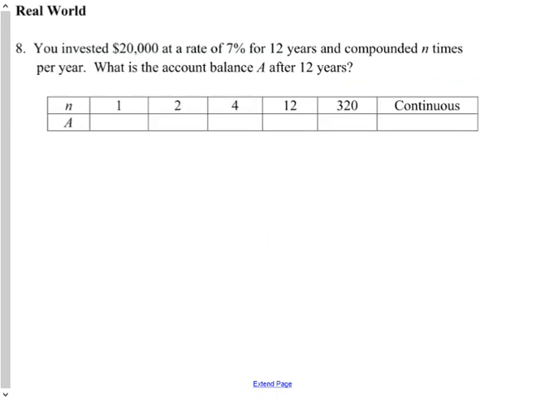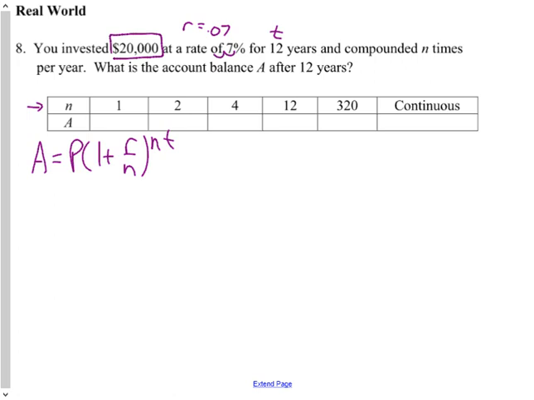So starting off, you invested $20,000 at a rate of 7% for 12 years, compounded n times, where they give you a chart for what n is. What is the balance after 12 years? So again, we've got this one, because they didn't say continuously compounded. So here's what we have, fill it in. Rate of 7%, we're going to write that as 0.07. For 12 years, T is 12. $20,000 is P, our principal. Principal, money's our pal, some people have said.